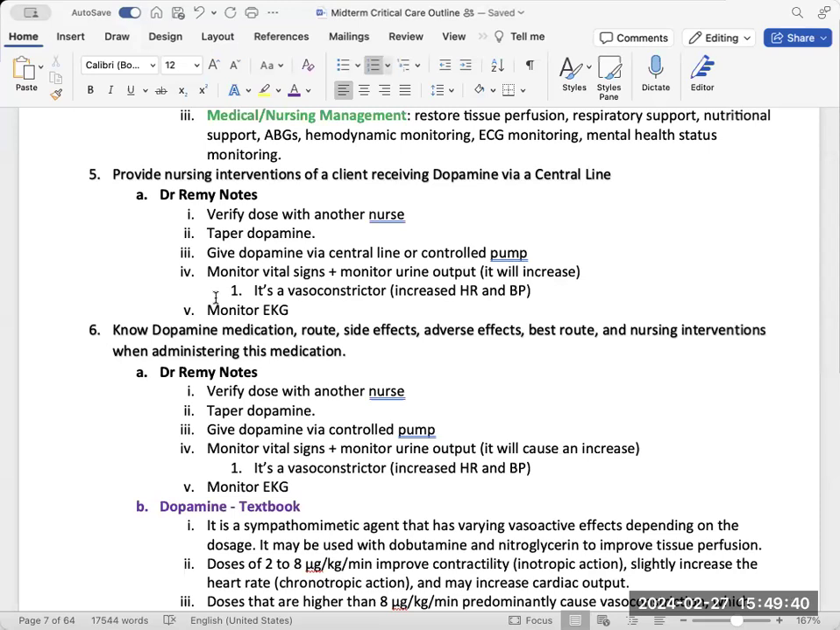This being a vasoactive drug, it's also called an inotropic drug, which means it improves the heart's contractility. That can put the client at risk for arrhythmia. So we also want to have EKGs present and readily available to monitor this patient.